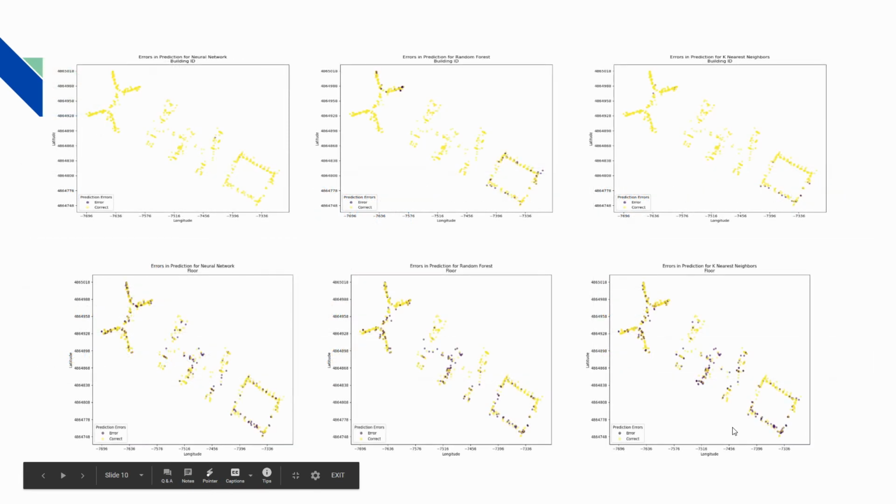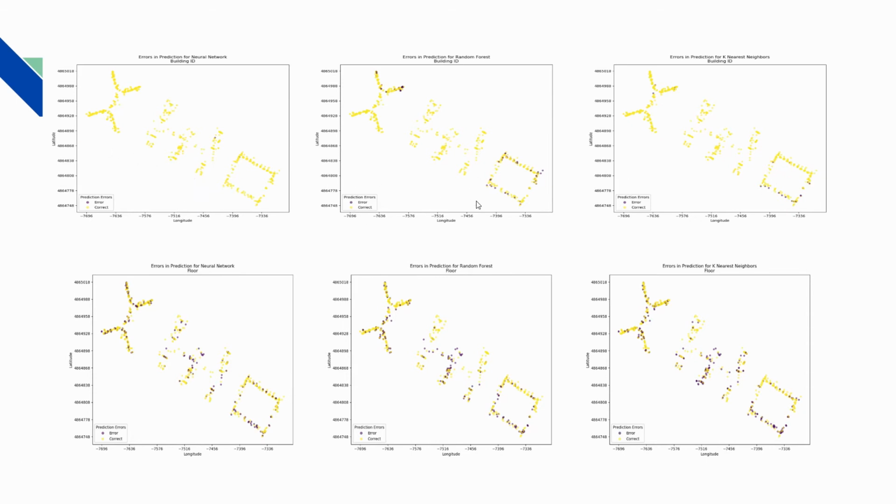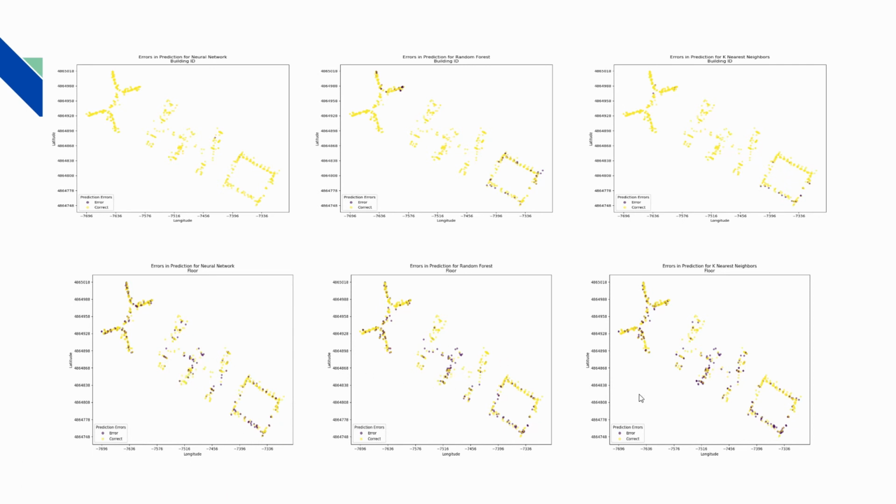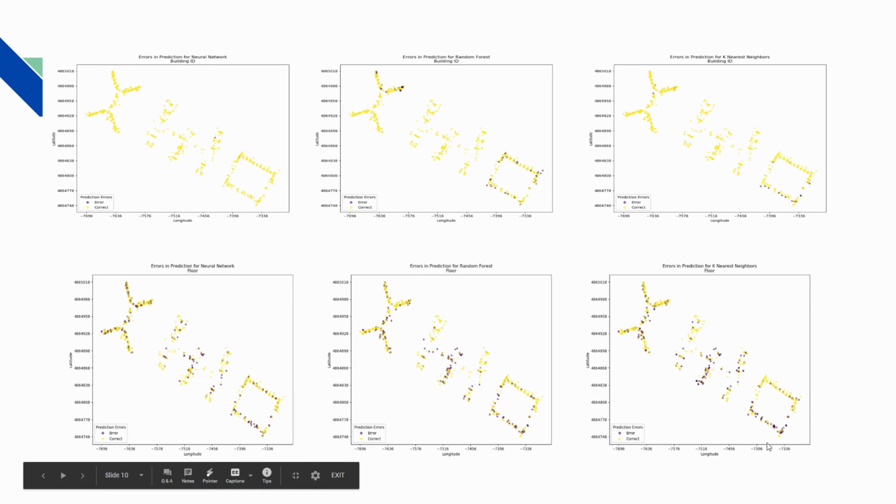Are there certain points that are bad? Which points are there? So here, in the top row, we can see the different classifications for the building ID. The purple dots are the errors, and the yellow are correct. The neural network did extremely well, with very few errors, while the random forest and k nearest neighbors both did a bit worse. In the bottom row, we have the floor predictions, and you can already start seeing certain sections where it is very difficult to tell what's happening. Like this corridor here seems to be a problem, and this middle segment also seems to be a problem.